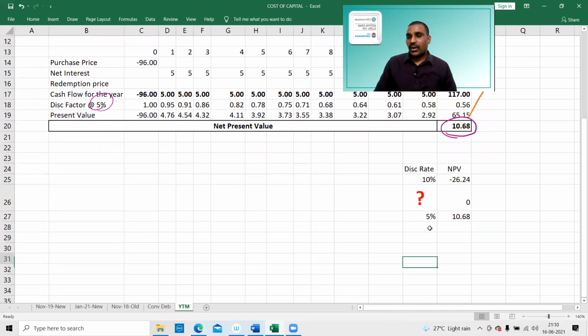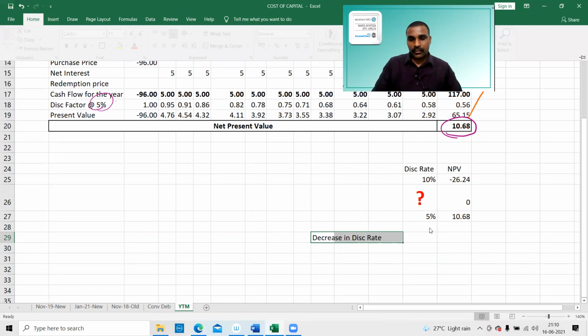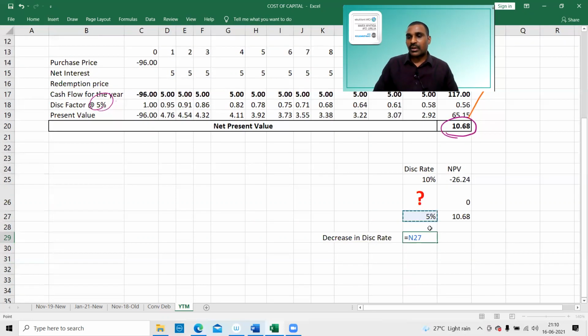Okay, what should I do? Very simple. Just take out this point. Decrease in discount rate. How much discount rate have we decreased? We have decreased the discount rate by 5%. So because of that, there is an increase in NPV. How much NPV have we got? 36.93 is the increase in NPV.